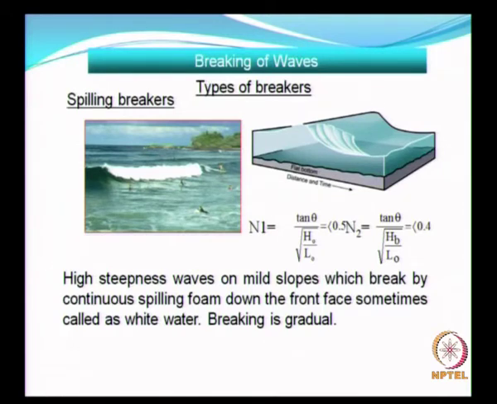And is there any parameter to describe this? Yes, there are parameters N1 and N2, and all these parameters are already known to you. N1 should be approximately less than 0.5, whereas N2 should be less than 0.4. Normally you have deep water wave characteristics, so N1 is the one which is normally used.